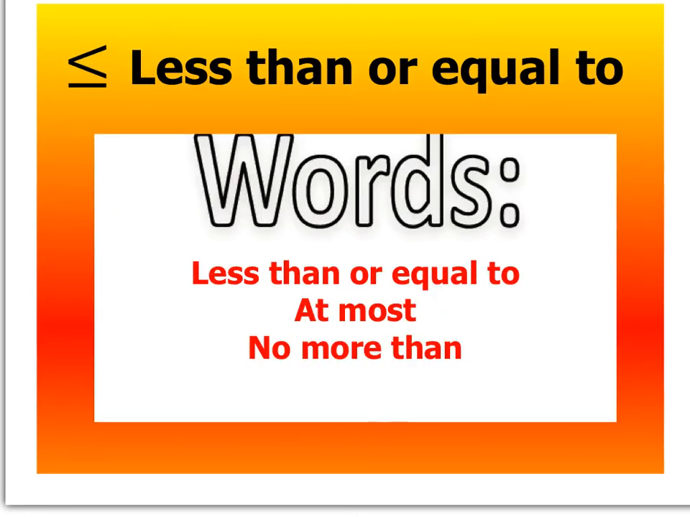The last symbol that we're going to talk about today is the less than or equal to symbol. Words that mean that when you have a word problem are less than or equal to. Also, at most. And then last, no more than. Those all indicate that you would use the less than or equal to symbol.